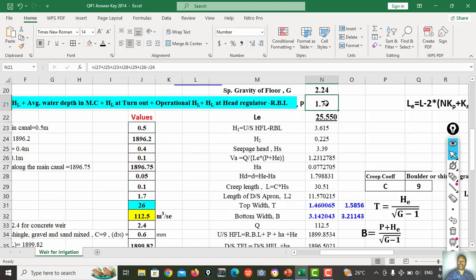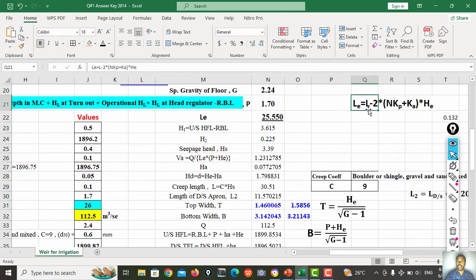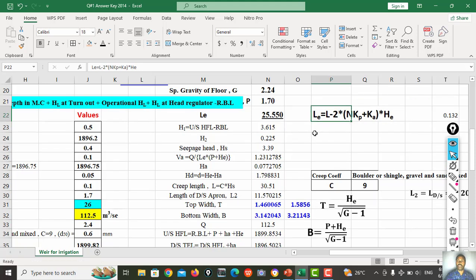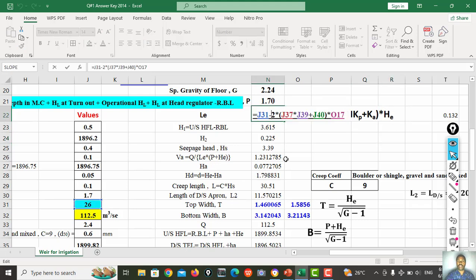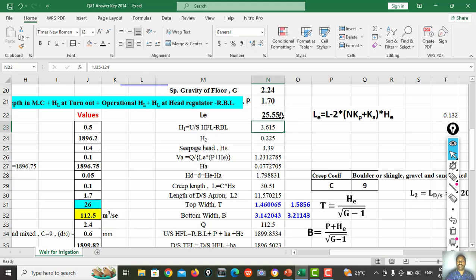Once you compute the weir height, you go again for the effective crest length. The effective crest length is calculated using this general equation. You have the clear waterway length minus 2 times NKP, where N is the number of piers, KP is the pier contraction coefficient plus the abutment contraction coefficient, times the effective head. If you substitute and multiply, you get the solution, which is 25.55. This is the effective crest length.